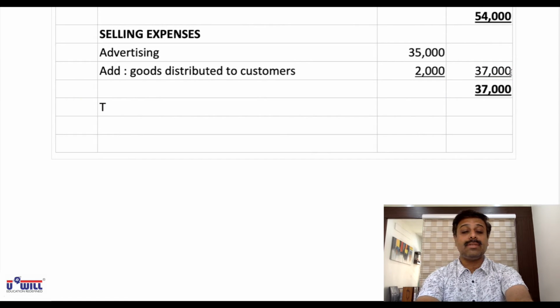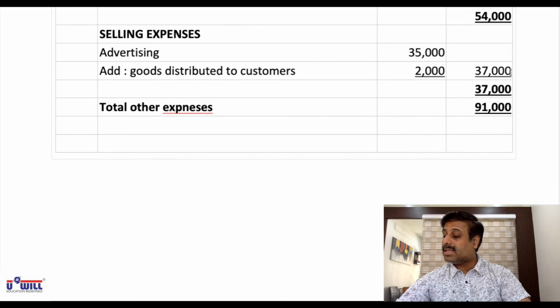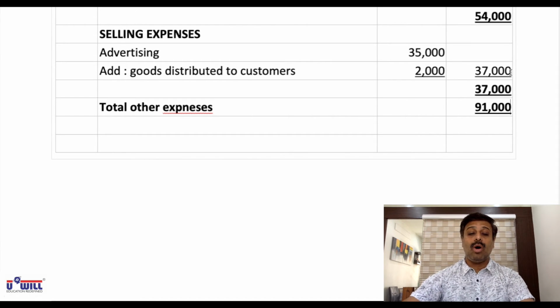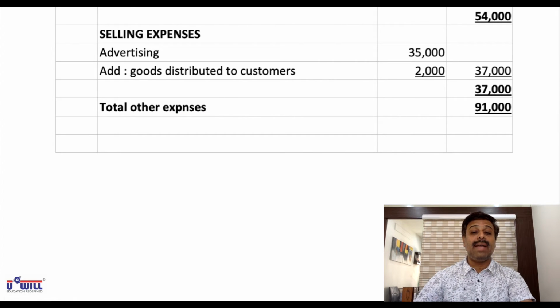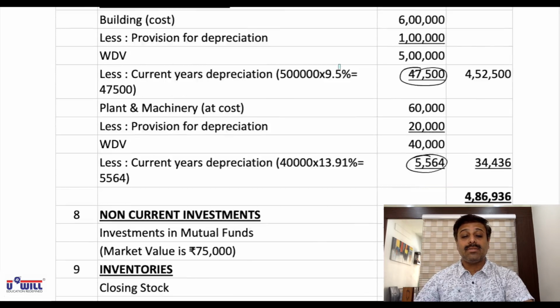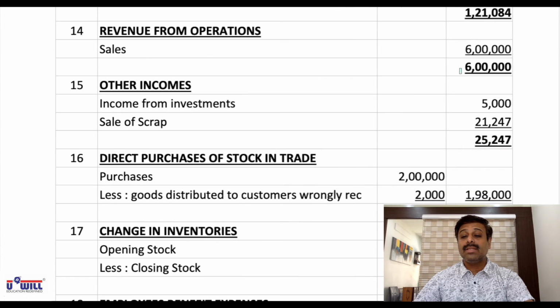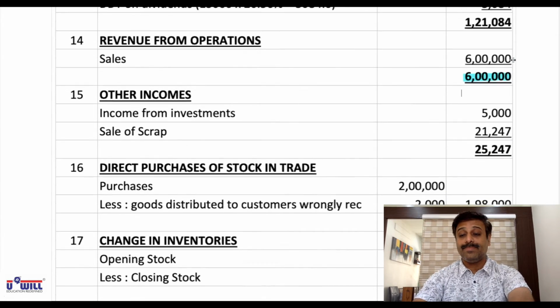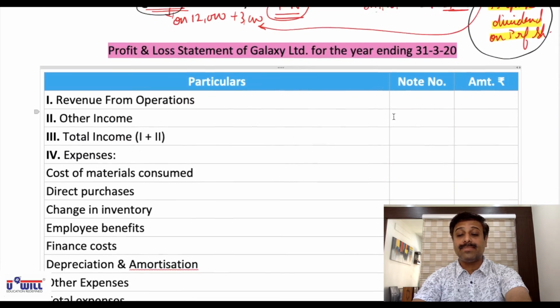And total other expenses: 54 plus 37, so 91,000. Okay, 54,000 plus 37,000, that is 91,000. So all adjustments and trial balance items have been taken into consideration. Now we have to fill in the blanks. Very first we start from revenue from operations, that is 6 lakhs as per note number 14.